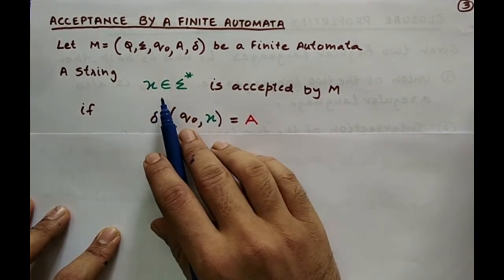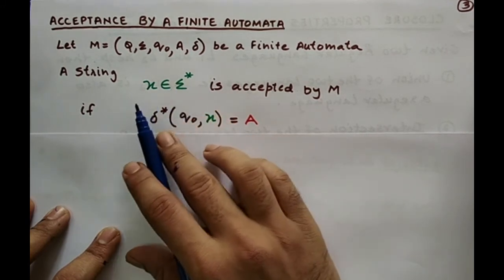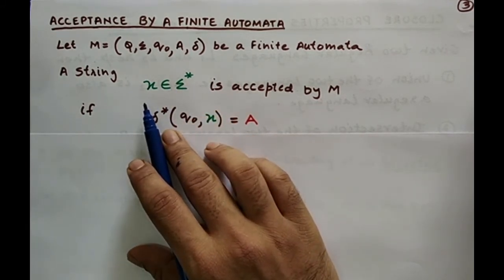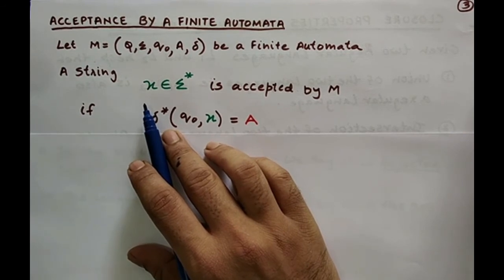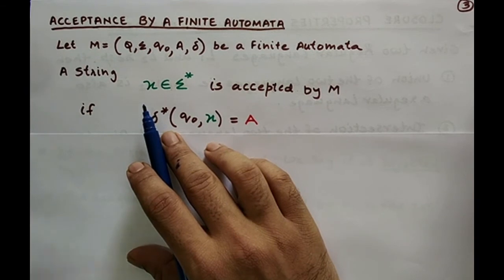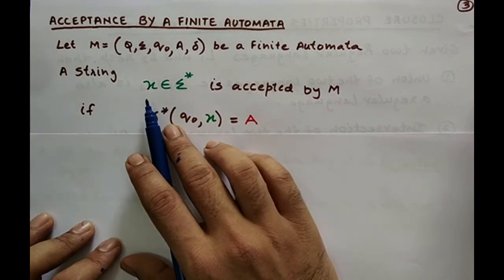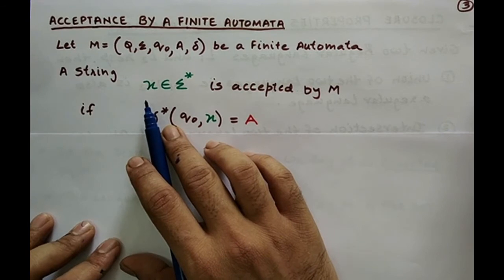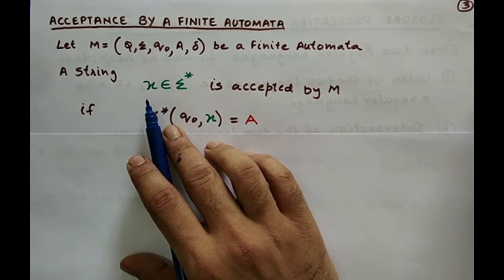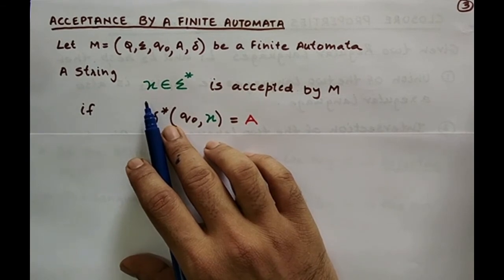Again, X belonging to sigma star means X will be a string. The string can be null, or it can have length 1, length 2, till length n, with any combination of symbols from the alphabet. So whenever I say sigma star, it's not a single symbol. X can be a single symbol, but it need not be. It is basically a string that can vary in length from 0, 1, 2 till n.